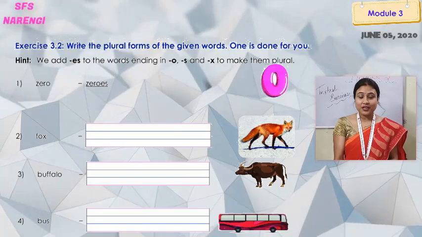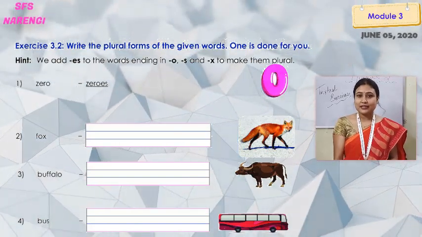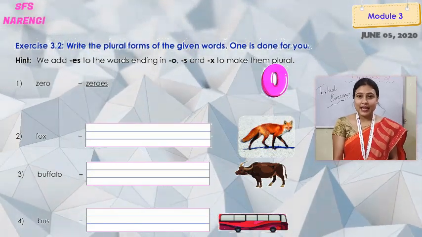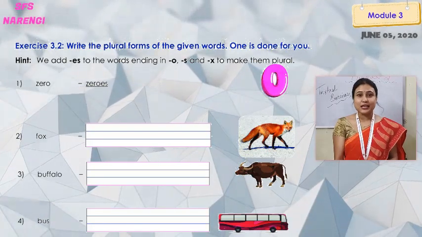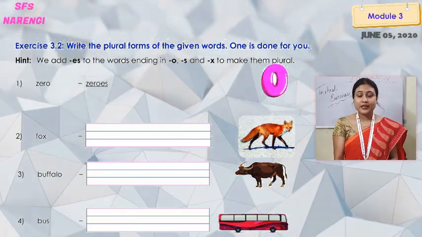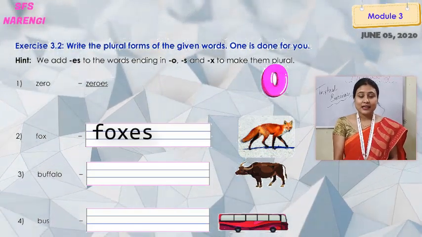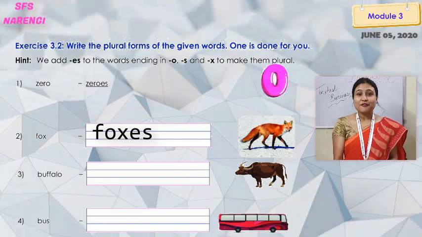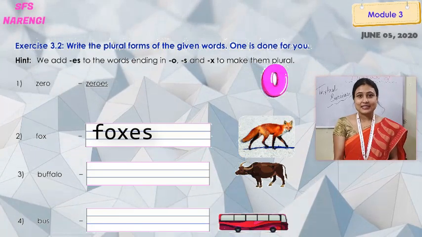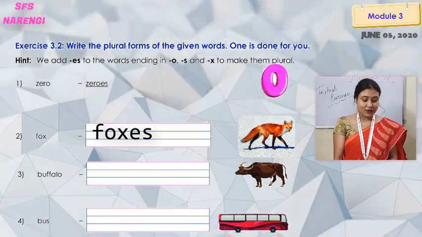What is the second word? Fox, F-O-X. What do we have to add here? As the last letter of the word is X, again here we have to add E-S. So what will it be? F-O-X plus E-S. What? Foxes. F-O-X-E-S. Foxes. Right? Come to the third now.